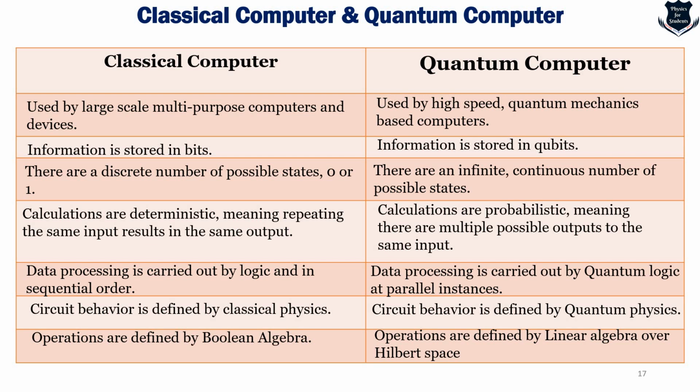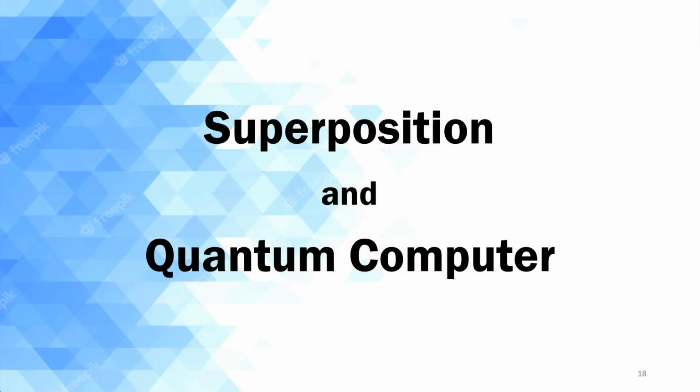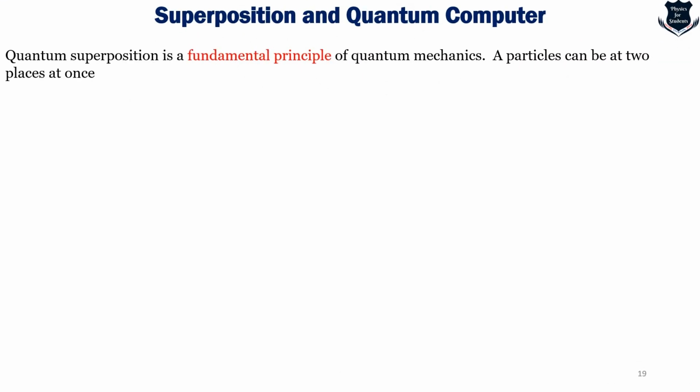Okay, so these are a few of the differences, and now it is in front of you so you understand how both of them are different. But in order to understand further how a quantum computer operates, we need to understand this very important concept: superposition and quantum computer. Before going into that, first let us understand fundamentally what superposition is.